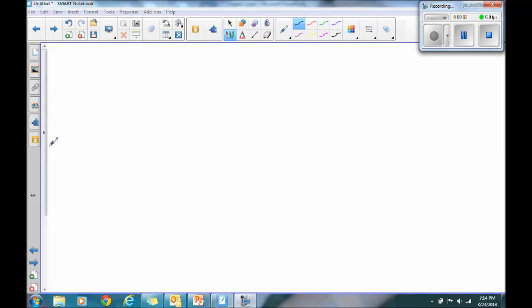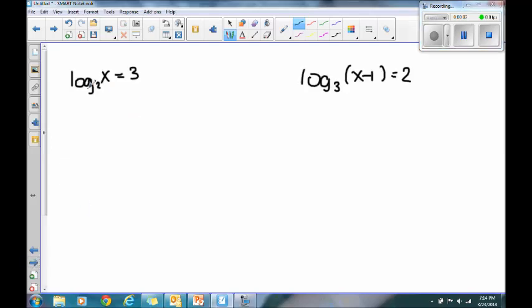For the second part, maybe we're given an equation with a logarithm in some of the terms, but not in all of them. So I have a logarithm here, but I have a number that's all by itself. Or a log expression here, but I do have at least one term that's a number all by itself with no logs.